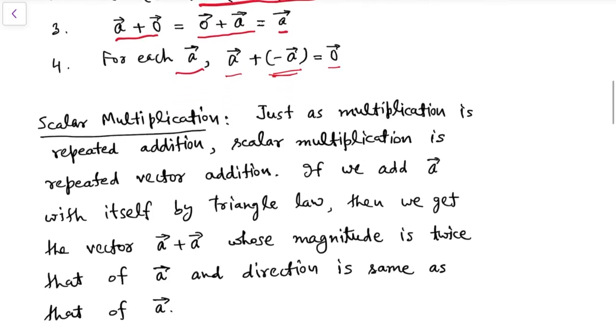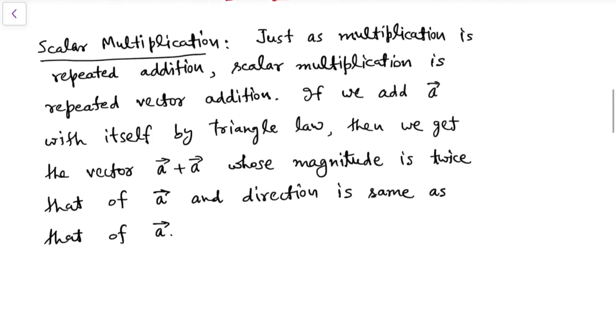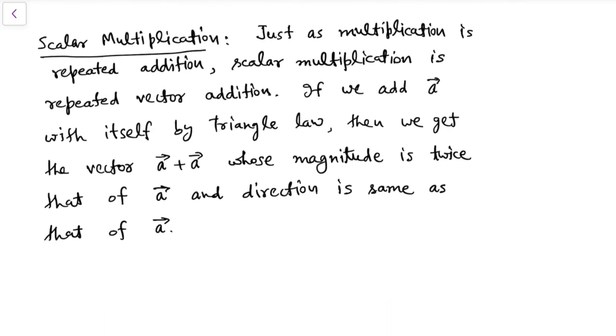Then we have scalar multiplication also. Remember, ordinary multiplication is repeated addition of numbers, and scalar multiplication is repeated vector addition. If we add a to itself by the triangle law, then we get a plus a, and this vector a plus a has magnitude twice the magnitude of a and has the same direction as a. So we denote this a plus a simply by 2a.